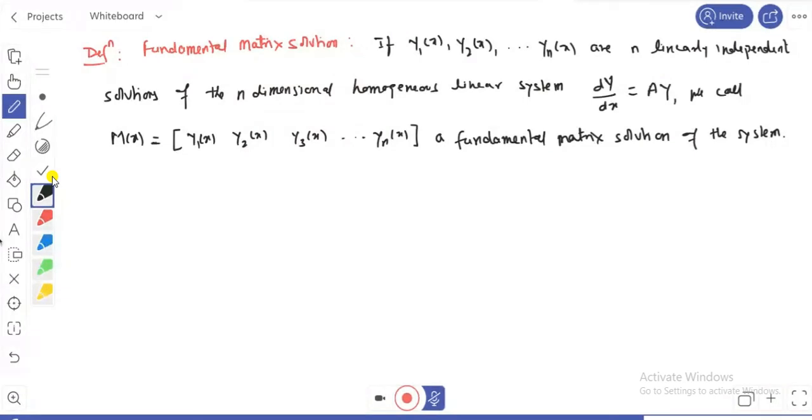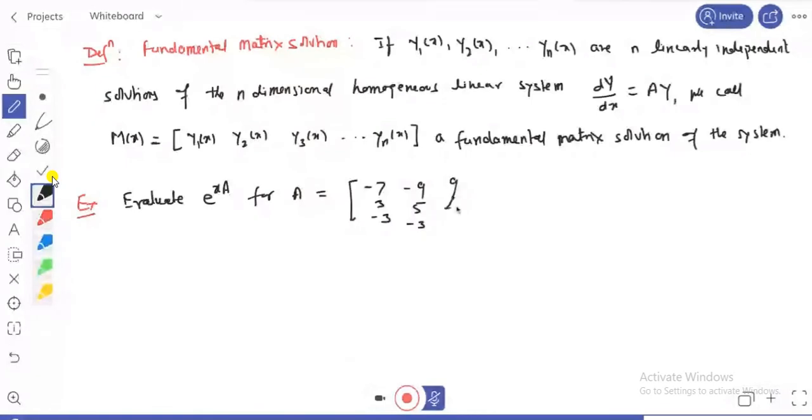If we take a simple example, we can calculate this and try to relate that with the fundamental matrix. So we have a problem: find the matrix exponential for the matrix A, which is given as -7, 3, -3, -9, 5, -3, 9, -9, -3, and 5. This is your matrix A.